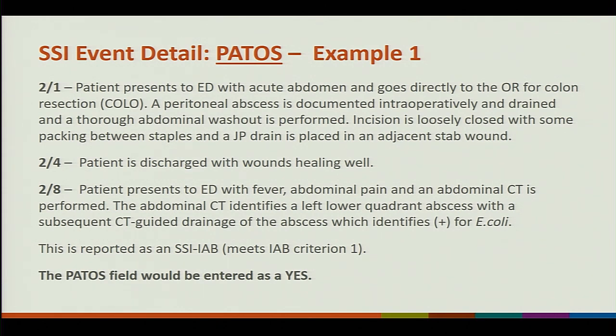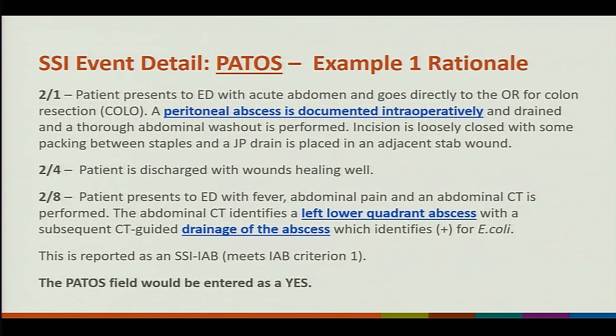On 2-8, the patient presents to the ED with fever, abdominal pain, and an abdominal CT is performed. The abdominal CT identifies a left lower quadrant abscess with a subsequent CT-guided drainage of the abscess that identifies E. coli. So this is reported as an SSI IAB, meaning IAB criterion 1, and the PATOS field would be entered as a yes.